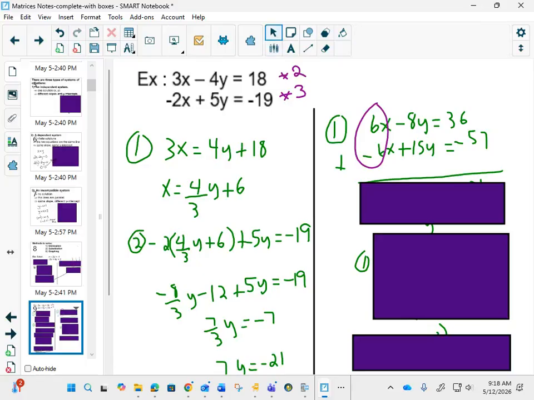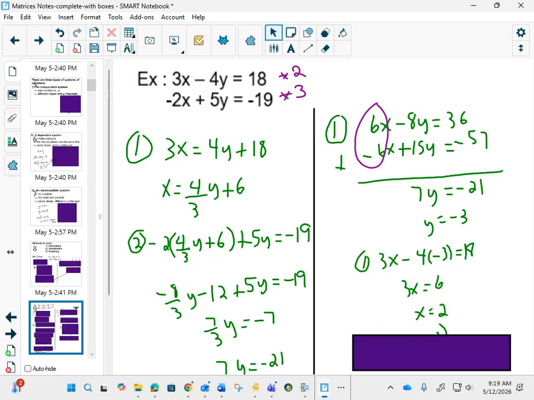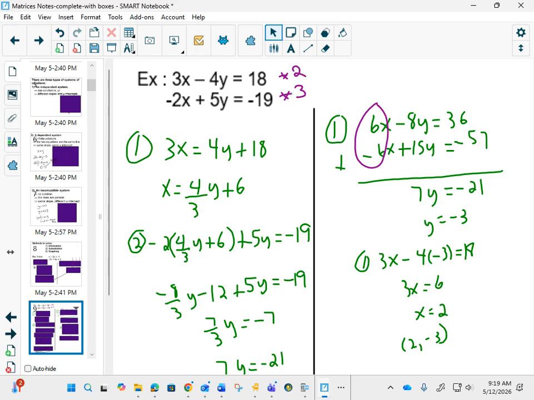Now I add those two equations together and I still have no fractions. And look how much easier it was to get y = -3. Once I got -3, I could plug that just the same as on the left. Plug that into the other side. And we get the value of x.